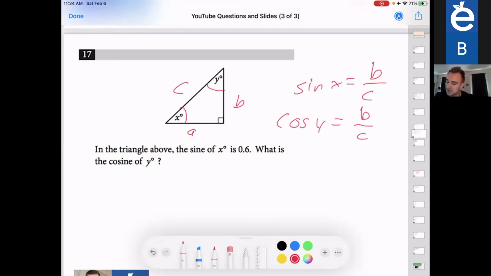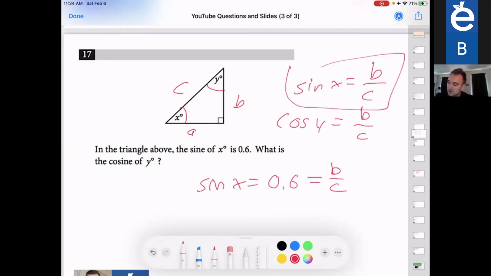So if sine of x is equal to 0.6, and that's equal to B over C, B over C is also equal to cosine y, so cosine y is also equal to 0.6.